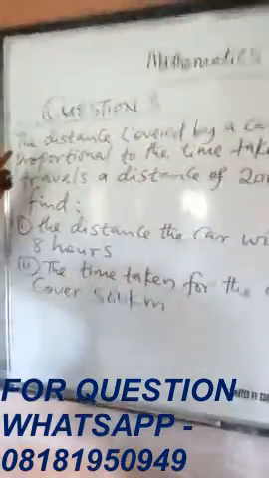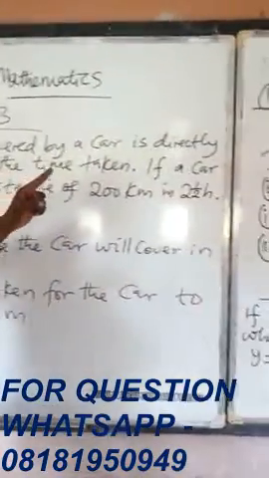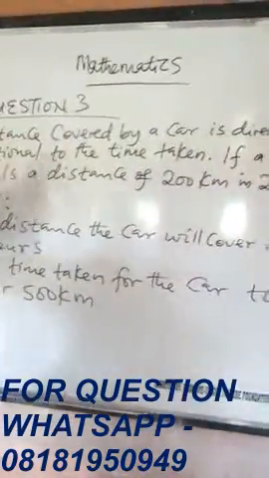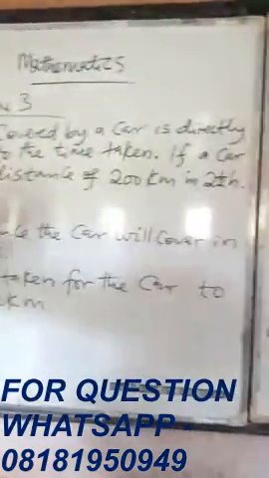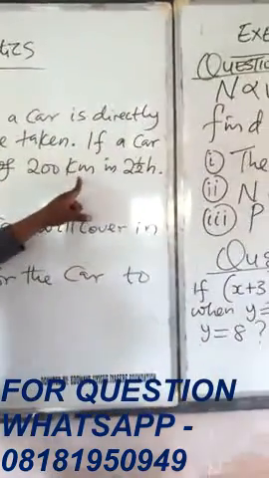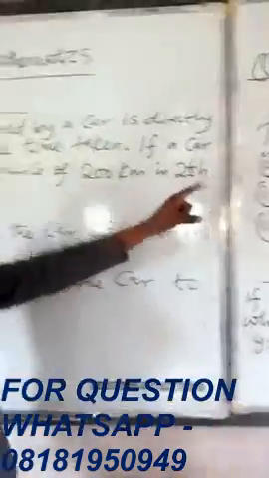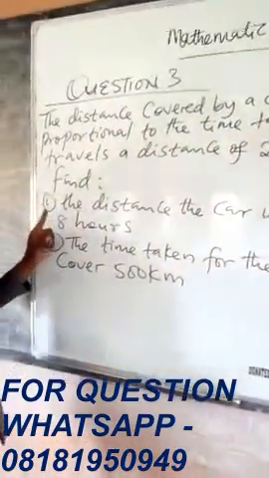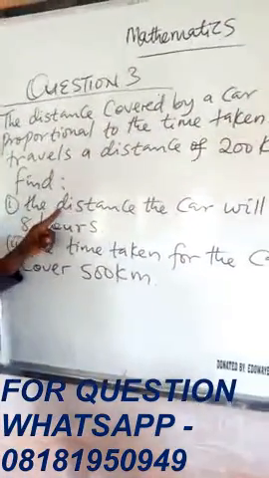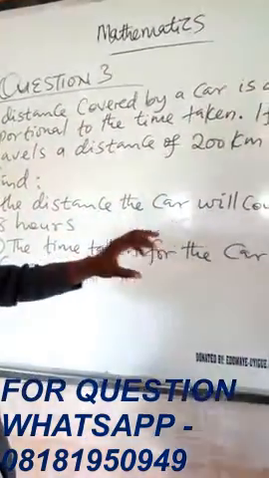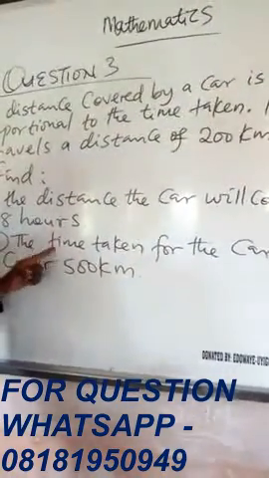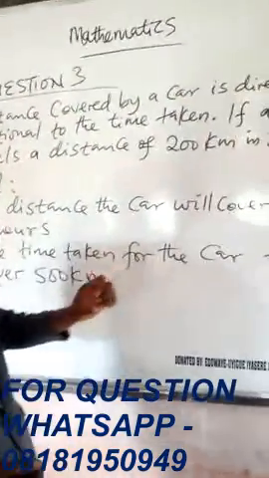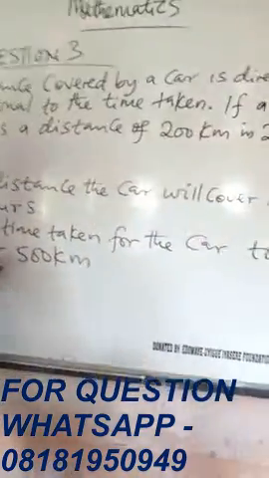The last one, question 3. The distance covered by a car is directly proportional to the time taken. If a car travels a distance of 200 km in 2.5 hours, find: Roman figure 1, the distance the car will cover in 8 hours. Roman figure 2, the time taken for the car to cover 500 km.